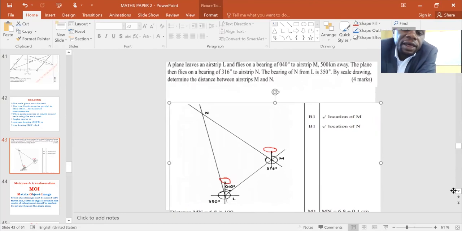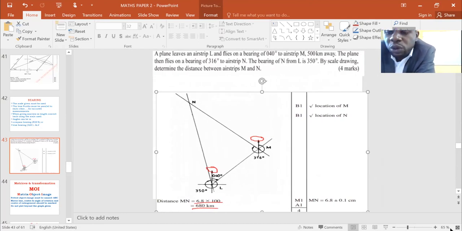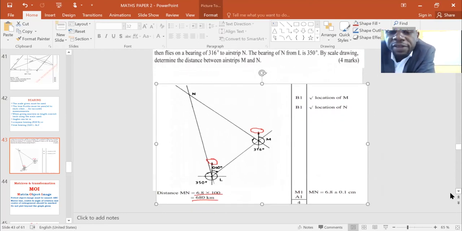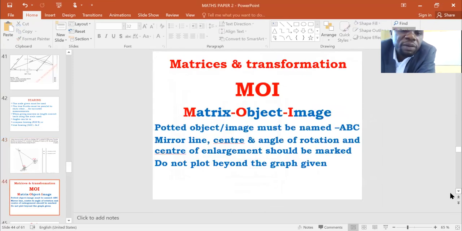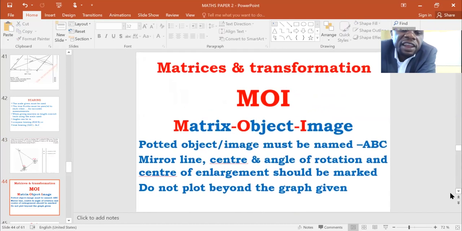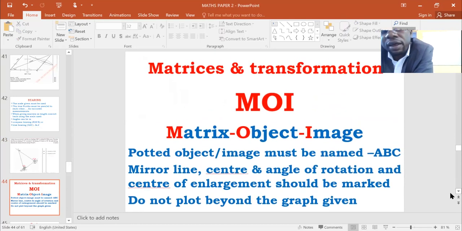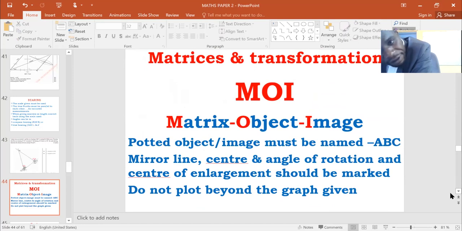That is all on the bearing that I thought you should know. So again, it's another area where you can get most of the marks. And then another area that is highly tested in paper 2 is matrices and transformation. This is very wide, can be tested in paper 1 and paper 2.